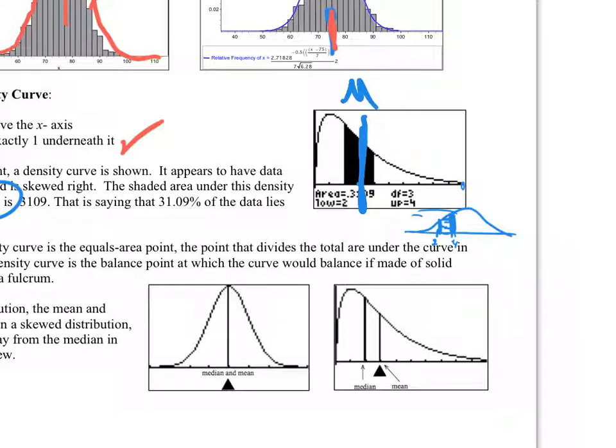Okay, what did I say about the mean and the tail? Have we been in the same class together? The mean is pulled by what? If the mean is pulled by the tail, where's the tail? To the right.